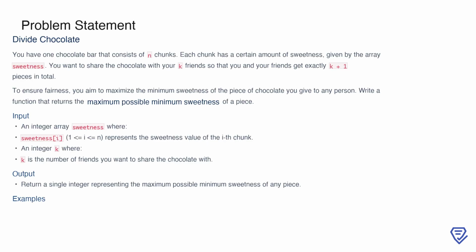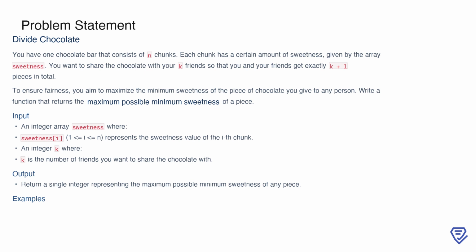Imagine you have a chocolate bar made up of n chunks, where each chunk has a specific sweetness level represented by an array called sweetness. Your goal is to share this chocolate with k friends, but in a way that ensures fairness. The chocolate will be divided into exactly k plus 1 pieces, meaning you and your friends will each get one piece. To make it fair, you want to maximize the minimum sweetness of any piece that you give away.